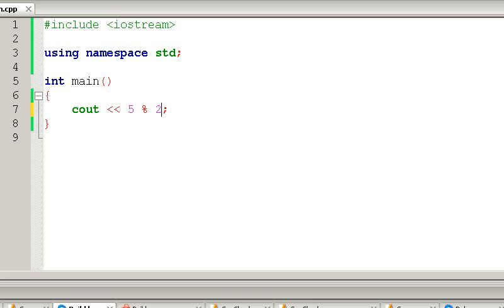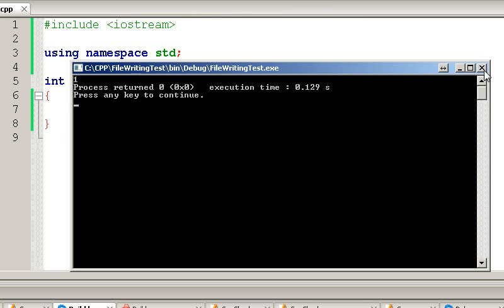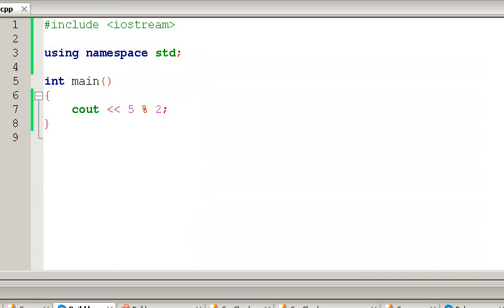So 5 mod 2, it'll actually print out a 1. And let me just run that so you can see that I'm not lying. Okay, so it prints out a 1. Now, the division never actually happened. This is like me saying, if I were to divide 5 by 2, what would be my remainder?